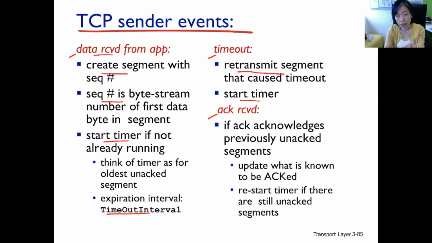Receiving an ACK, extract the ACK number. If the ACK number is new, meaning it's acknowledging something that has not yet been acknowledged previously, then update the base. So we slide the window over. We restart the timer if there are still unACKed packets waiting. Otherwise, stop the timer. These are the only 3 events. If there are other events occurring not fitting any of these, ignore.